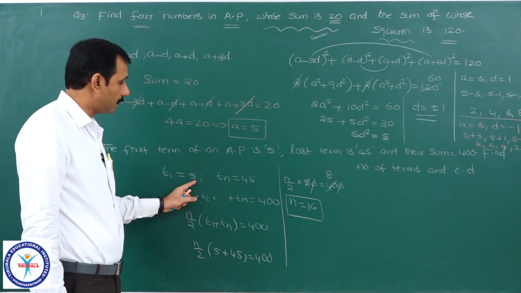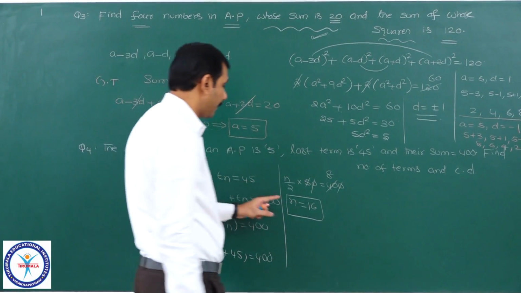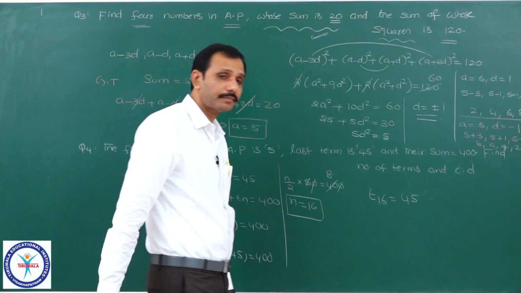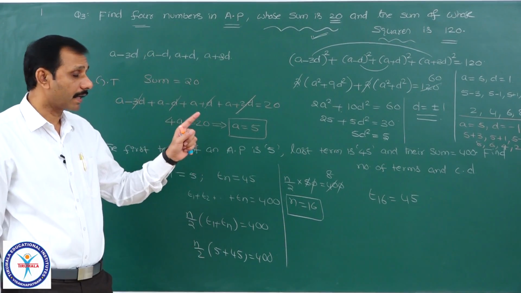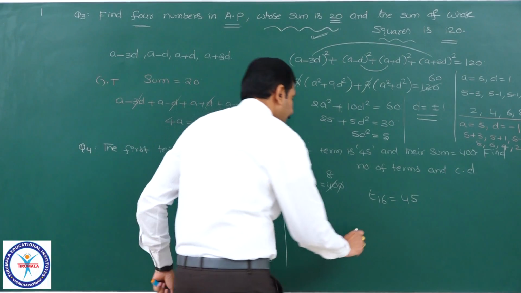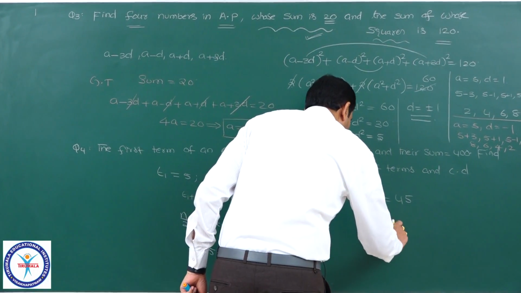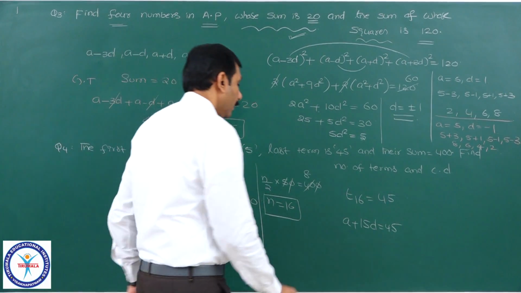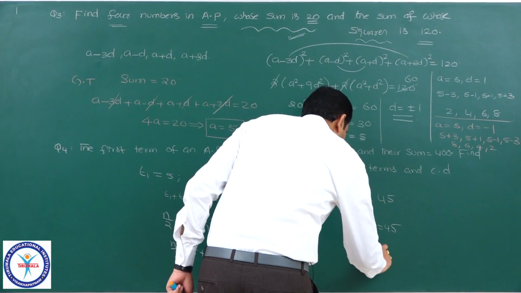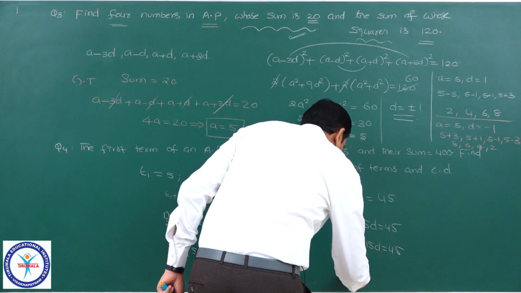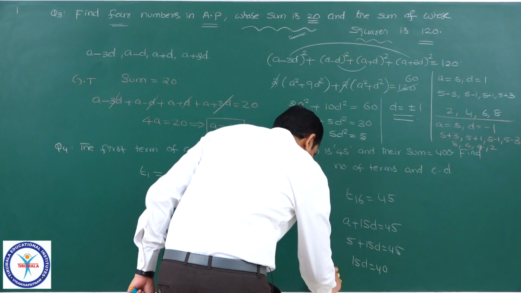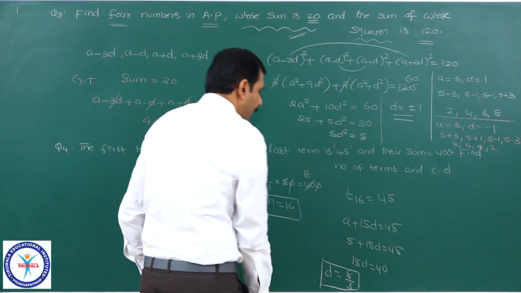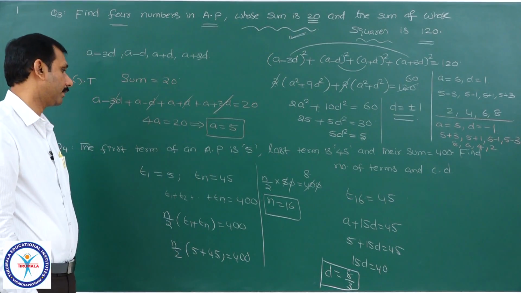T1 equal to 5 is the first term, Tn equal to 45 means what is that one? T16 only, T16 equal to 45. Now again, what they are asking, the common difference also. T16 means we know A plus 15D only is equal to 45, and the given first term A is 5. Therefore, 5 plus 15D is equal to 45, 15D is equal to 40, hence D is equal to 8 by 3.